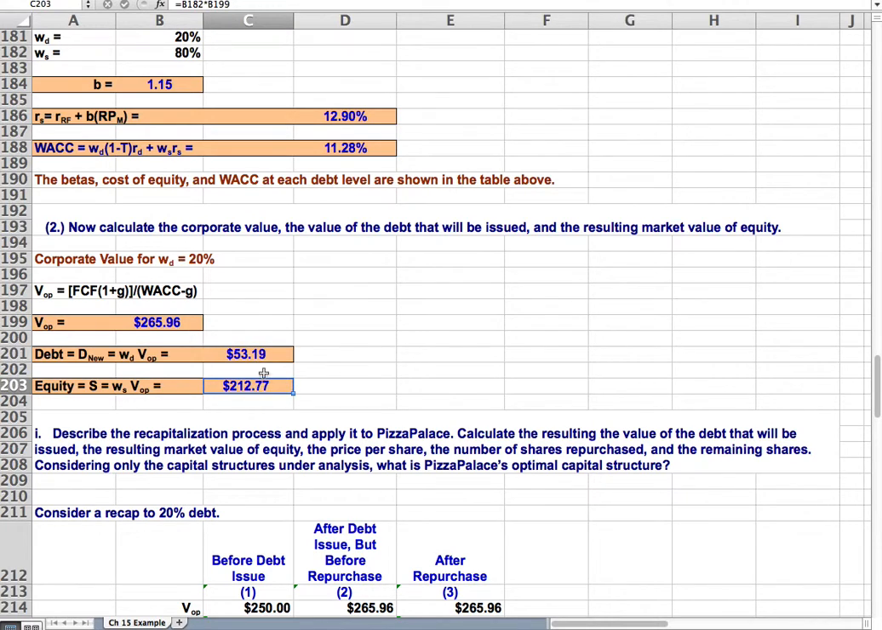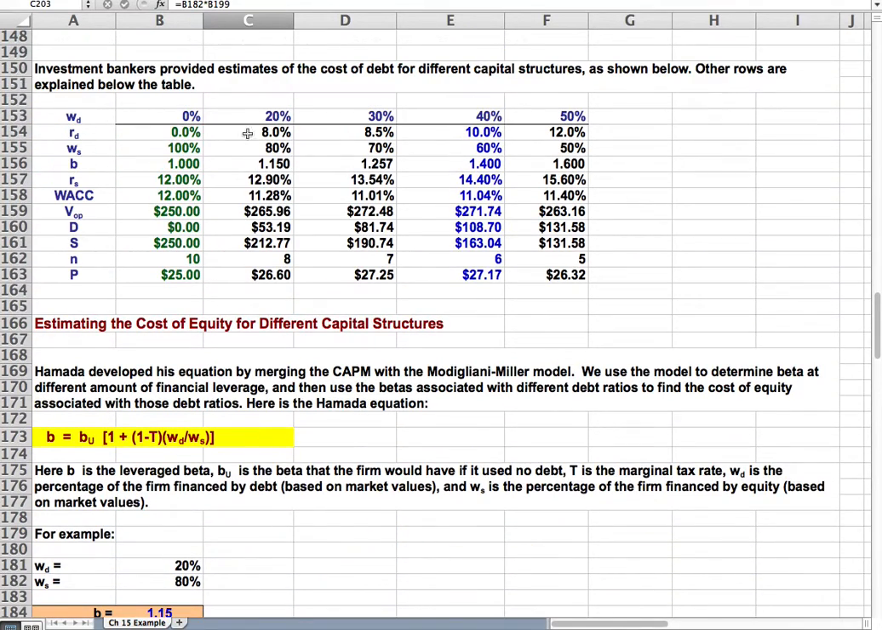How much of it equity? So 20% is debt, 20% of this 265.96, and 80% is equity. So that gave us this whole column. We're given 20% is in debt, given the cost of debt at 20%. Stock weight is 80% equity.